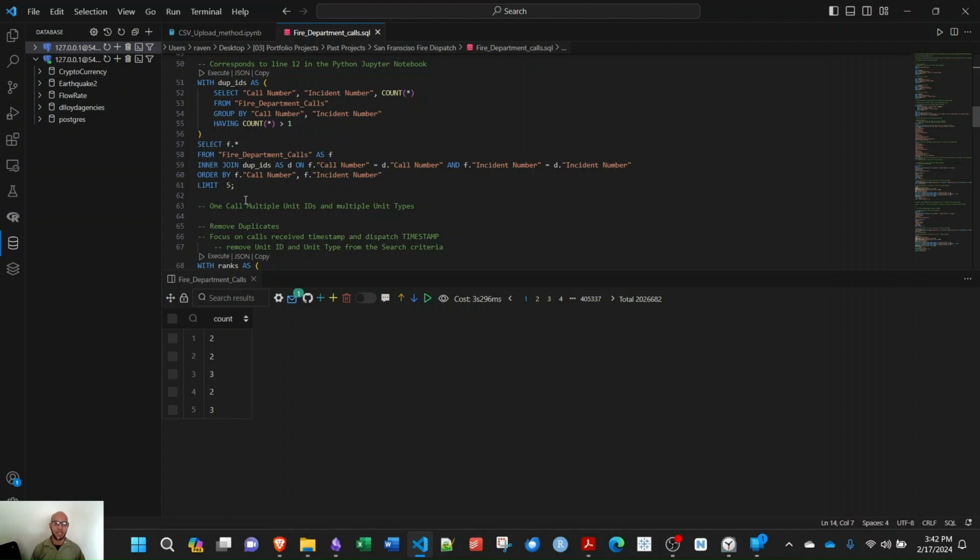From that, I'm selecting all the columns from my original table, fire department calls, that join to the duplicate IDs. Call number will be the same on f.callNumber, d.callNumber. Incident number will be the same. And I'm going to order them by call number and incident number. Limit 5, I just want to take a look at this. I don't want all 3 million of the records that I saw from when I did this in Python.